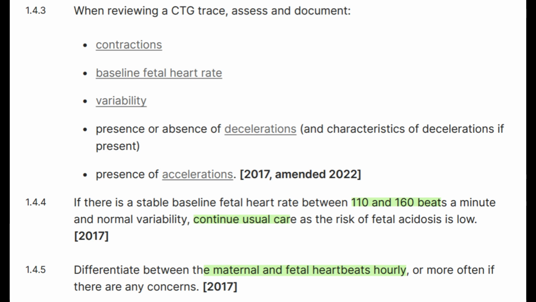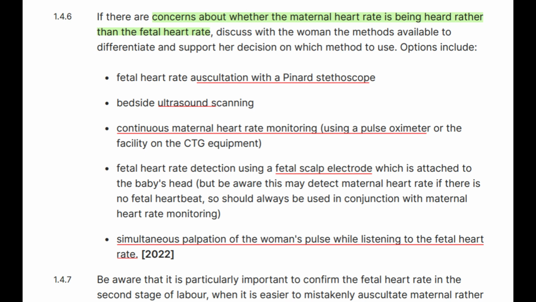Differentiate between the maternal and fetal heartbeats hourly, or more often if there are any concerns. If there are concerns about whether the maternal heart rate is being heard rather than the fetal heart rate, discuss with the woman the methods available to differentiate and support her decision on which method to use. Options include fetal heart rate auscultation with a Pinard stethoscope, bedside ultrasound scanning, continuous maternal heart rate monitoring using a pulse oximeter or the facility on the CTG equipment, and fetal heart rate detection using a fetal scalp electrode which is attached to the baby's head, but be aware this may detect maternal heart rate if there is no fetal heartbeat, so should always be used in conjunction with maternal heart rate monitoring.